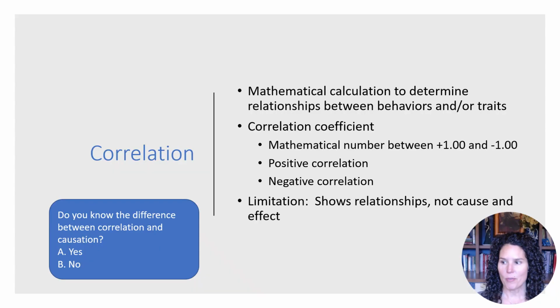All right, I bet you've learned about correlation, and you've heard that mantra, correlation does not equal causation. Just because something's co-occurring doesn't mean that one thing causes the other. We'll talk more about that. So a correlation coefficient is a number between +1 and -1. And the closer it is to 1, either a +1 or a -1, the stronger the correlation. And again, it shows us that something is related, but it doesn't show us that something causes something else.